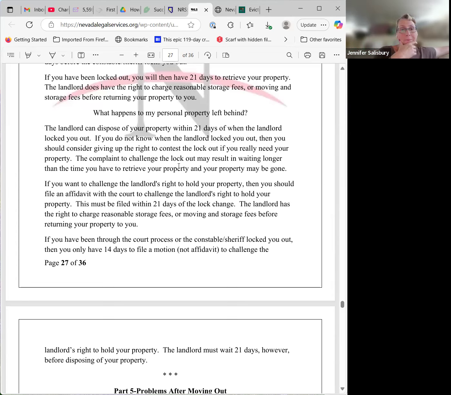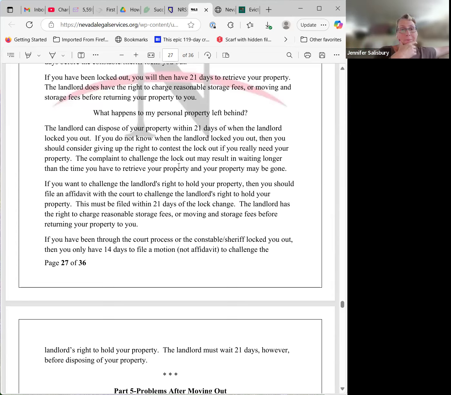So if you want to challenge the landlord's right to hold your property, then you should file an affidavit with the court to challenge, and it must be filed within 21 days of the lock change. Again, the landlord changed the locks, assuming that the property was abandoned. Let's see, the landlord has the right to charge reasonable storage fees or moving and storage fees before returning your property to you.